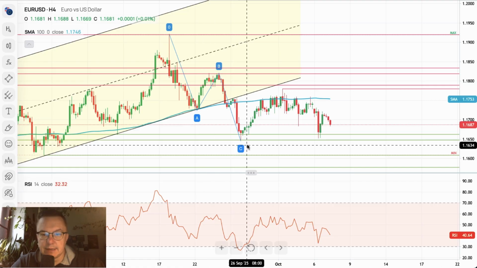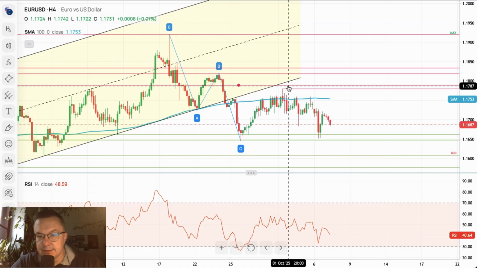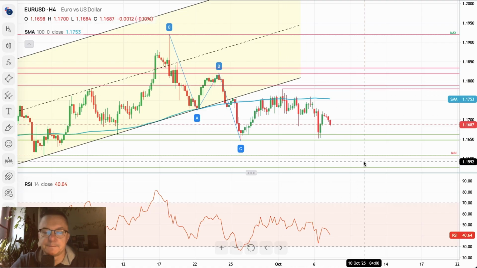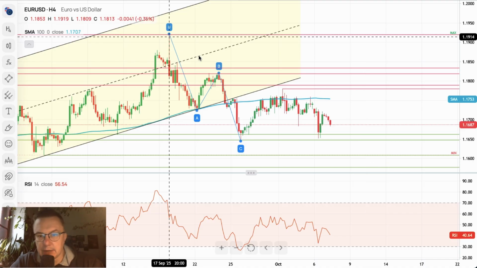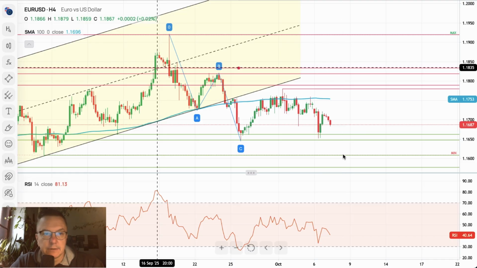We got ABC to the downside, so it's a W. There is some kind of a connector. Possibly it's completed at 1.1779, so it's the wave X, and we are now developing the last wave of the correction to the downside. So we are going to have a complex and time-consuming correction on the euro dollar.